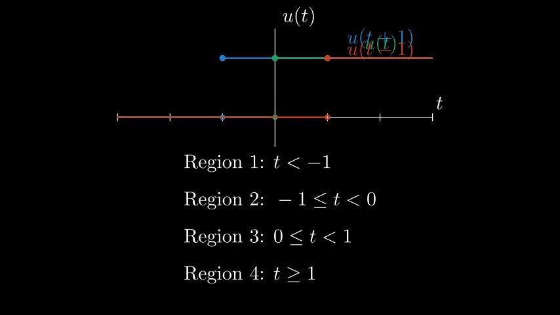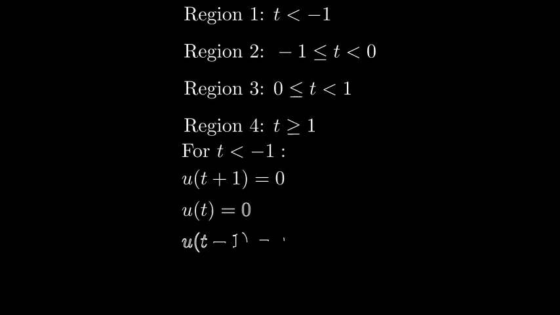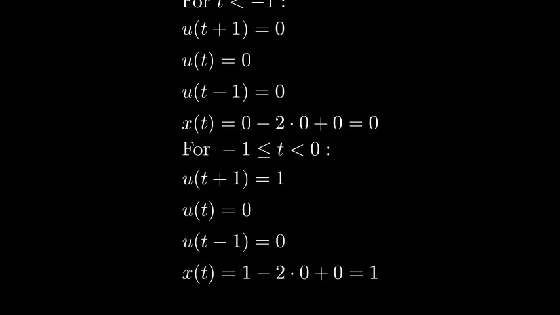For region 1, where t is less than negative 1, u of t plus 1 equals 0 because t plus 1 is still negative. U of t equals 0 because t is negative. U of t minus 1 equals 0 because t minus 1 is negative. So x of t equals 0 minus 2 times 0 plus 0, which equals 0. For region 2, where t is between negative 1 and 0, u of t plus 1 equals 1 because t plus 1 is positive or 0. U of t equals 0 because t is still negative. U of t minus 1 equals 0 because t minus 1 is negative. So x of t equals 1 minus 2 times 0 plus 0, which equals 1.